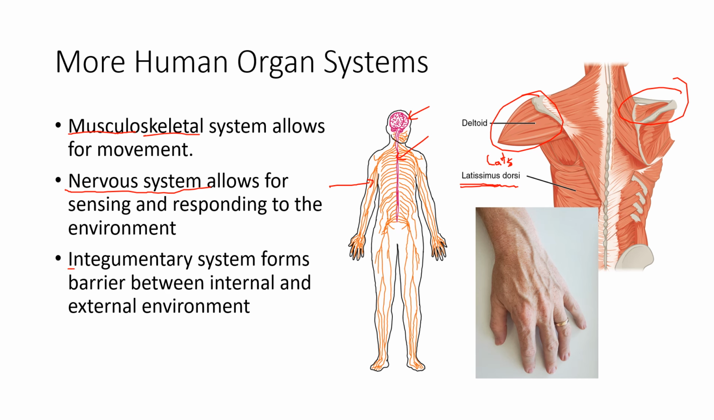We've got the integumentary system. That might be a new word for you. The integumentary system is talking about things like the skin or the linings of our digestive tract that form a barrier between the external environment and the internal. And of course, there are different layers there that allow for its function.